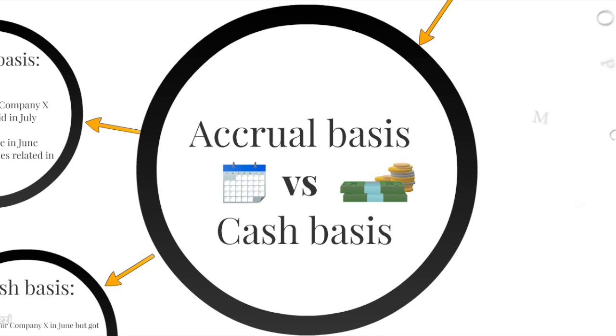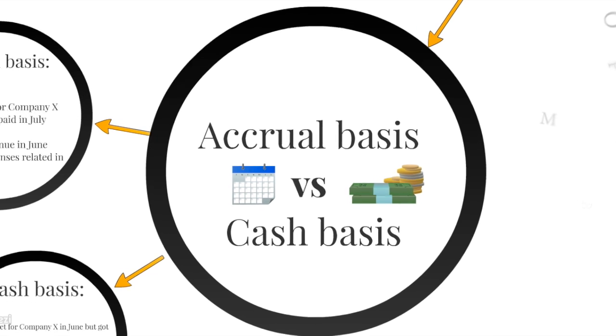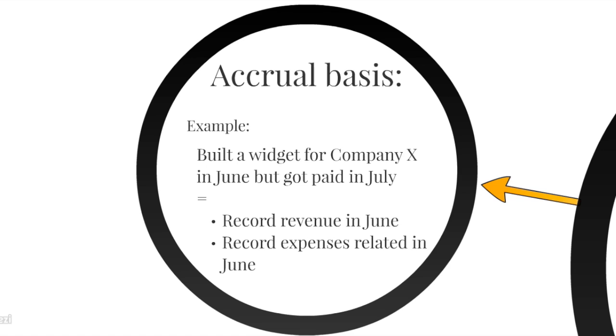Accrual basis versus cash basis. For example, on accrual basis, if you built a widget for a company in June but got paid in July, you would record revenue in June and also record the expenses related to the widget in June. This gives a better picture of how the business is performing instead of recording it when you've received the cash.